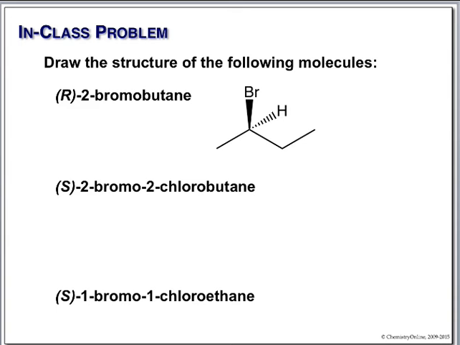We have decided correctly that these are mirror images, right? If I take and exchange any two of them, any two, they are now identical. Just like magic. So, if this is R, and we simply swap the ethyl and the methyl, that would now be S. Do this one. Looking for S2-bromo-2-chloro-butane.